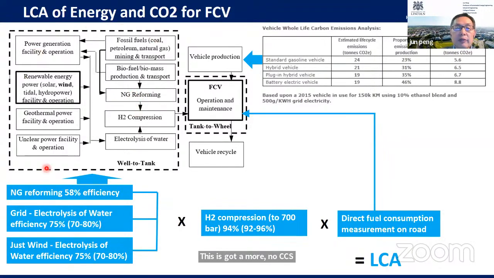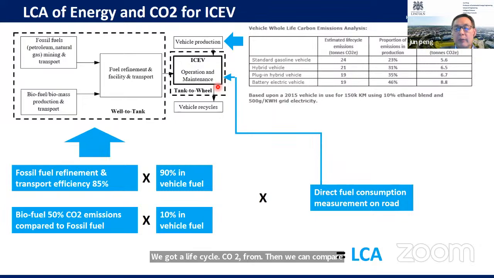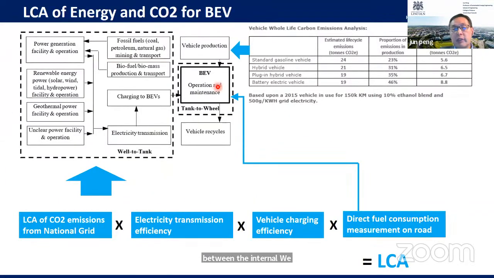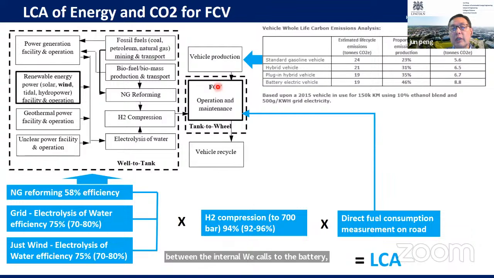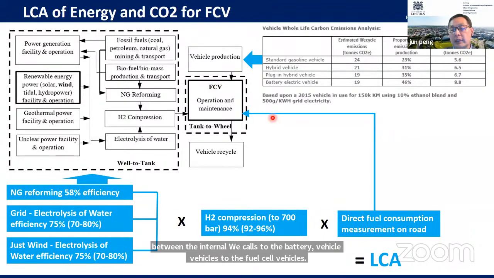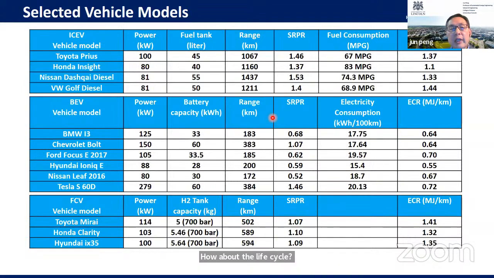So we consider the hydrogen from different production routes, then join all together to get a life cycle CO2 emission for fuel cell vehicles. Then we can compare the internal combustion engine vehicles, the battery electric vehicles and the fuel cell vehicles on life cycle greenhouse gas emissions. For the internal combustion engine vehicle, we take this four-passenger car model.